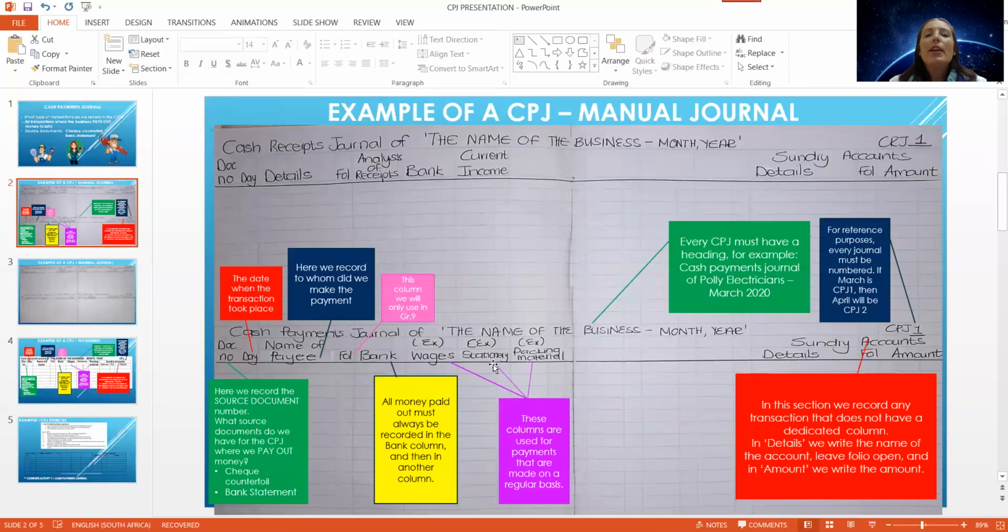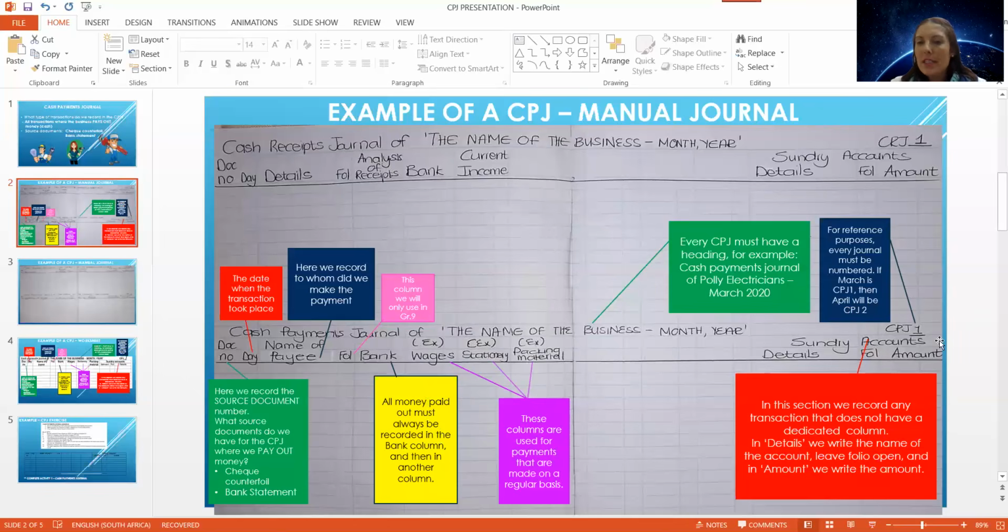That's an option. You can have a stationery column. Maybe you're using a lot of packing material in your type of business, so you can have a packing material column. But there's no rule. When we get to an exercise, the instructions will tell you to open analysis columns for bank and then stationery, packing material, equipment, wages, or whatever. So you follow the instructions, and according to those instructions, you open the columns in your CPJ.